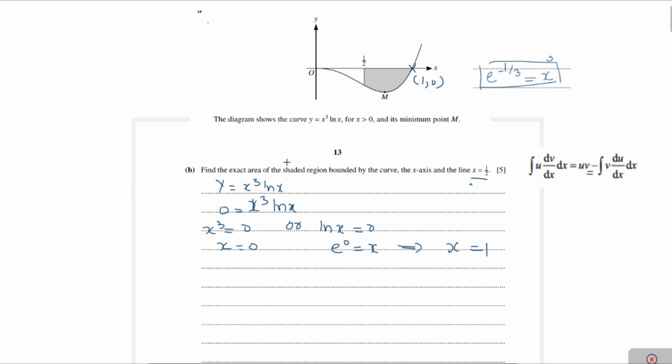Now we have to find the area of the shaded region bounded by the curve, the x-axis and the line x equal to 1 over 2. Therefore, we will integrate to find the area of the shaded region. Now we integrate y dx and we take the limits between 1 over 2 and 1. That will be equal to the area of this shaded region.